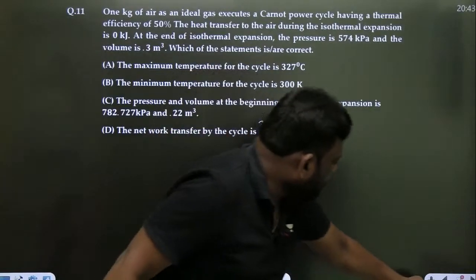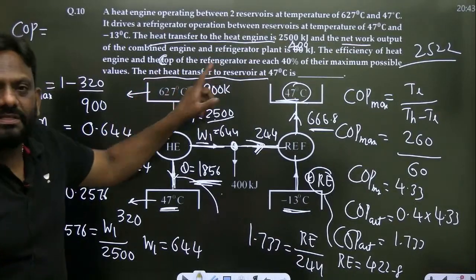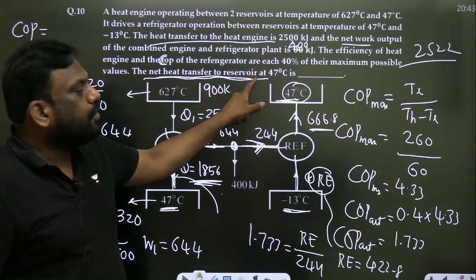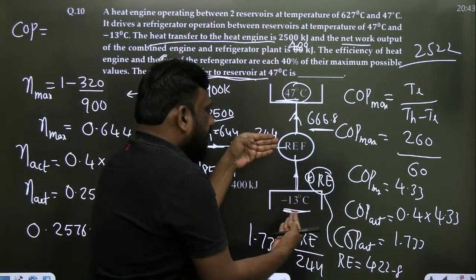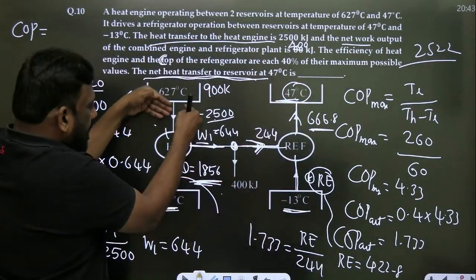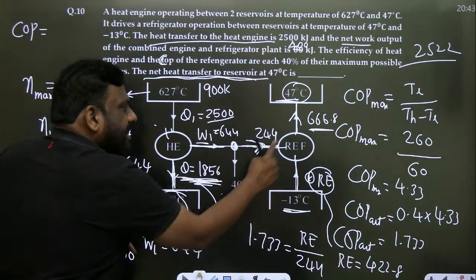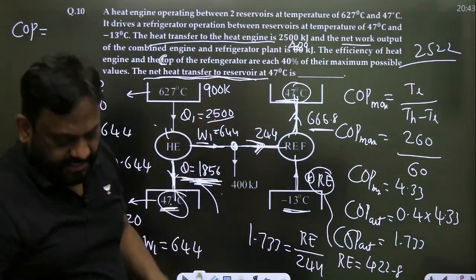इधर देखो, heat transfer to the... देखो सर इस क्वेश्चन में ही पूछा है, what is the net heat transfer to reservoir at 47. This much heat is this work plus this is rejected to 47, and after developing output from this input, this much is rejected to 47, this is added to 47, total added is this plus this. Is it clear?